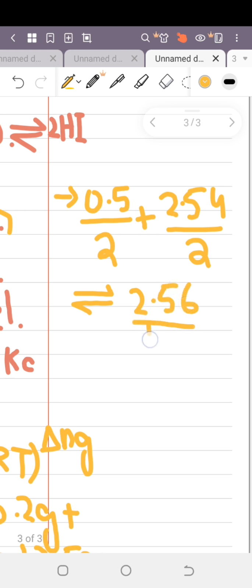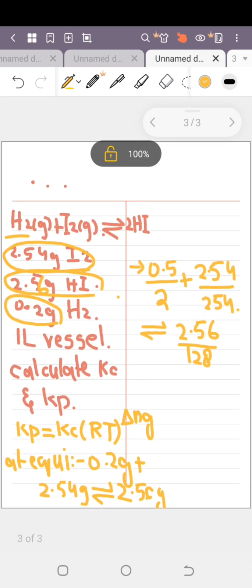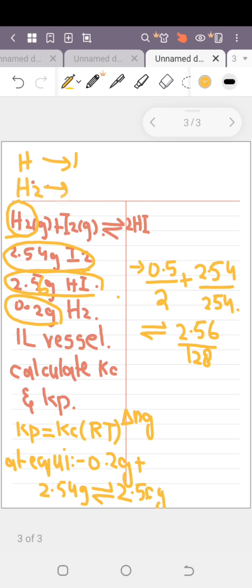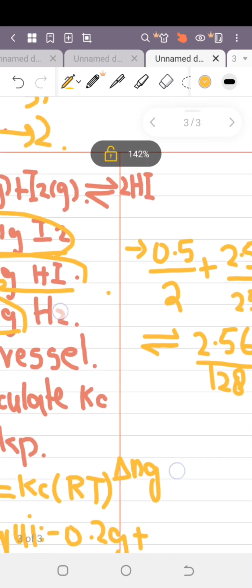Now, how did 254, 128 and 2 come? They are basically the molar masses. A single hydrogen atom has mass 1, but here we have hydrogen in molecular form H2, so it has mass 2. Iodine I2 has mass 254, and 2HI in total has mass 128.